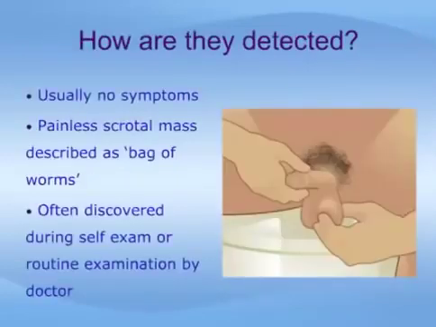Usually, varicoceles are not associated with any symptoms. In other words, they go unnoticed. When they become large enough, they are detected as a painless scrotal mass classically described as a bag of worms. Men may discover them when they begin performing self-testicular examinations for testicular cancer. Often, they are discovered during a routine examination by a doctor.